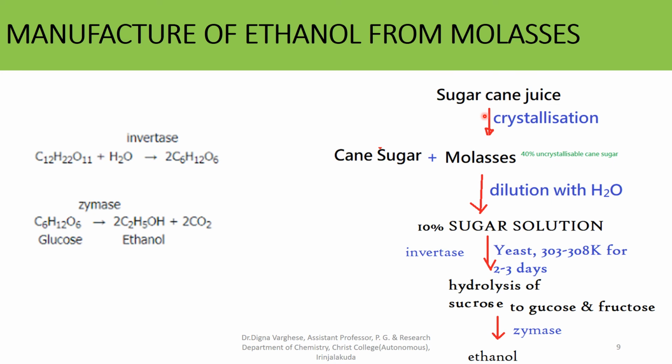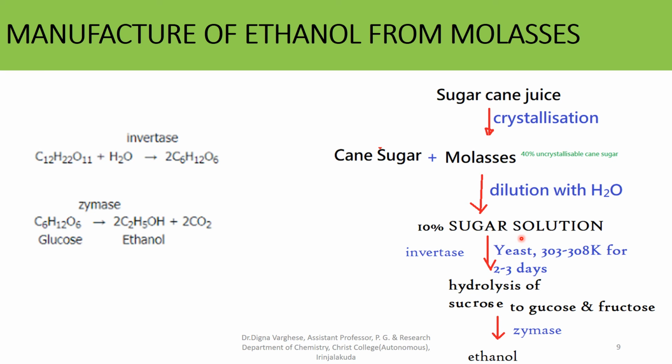The sugar cane juice obtained from the plant extract undergoes crystallization, and it will give cane sugar and molasses. Molasses is the mother liquor left after the crystallization of cane sugar juice. It also contains 40 percent uncrystallizable cane sugar. Okay, so molasses is again diluted with water to get a 10 percent sugar solution.